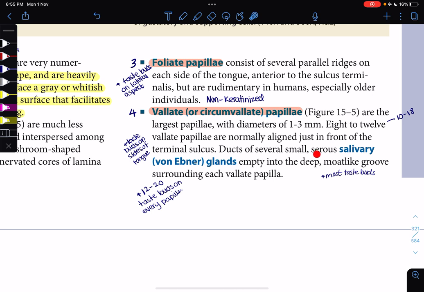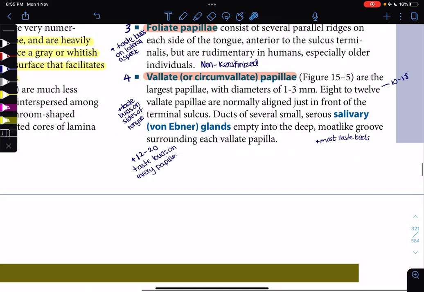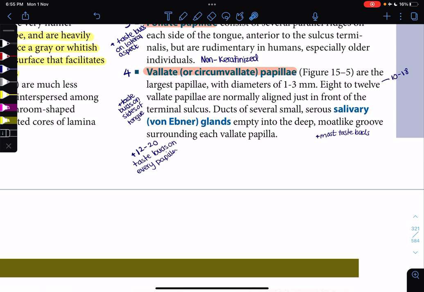Okay. So, ducts of several small serous salivary glands empty into the deep moat-like groove surrounding each vallate papilla. As you can see here, في groove between, يعني بين ال ridges of the papilla, و في عنا هون saliva emptying into those grooves, and the taste buds are on the sides of the tongue. الدكتور اليوم حكى انه في 12 to 20 taste buds on every vallate papilla, and most taste buds موجوده على الفالت بابيلا. يعني they hold more than 50% of the taste buds in the whole oral cavity, موجودين وين بالفالت بابيلا.